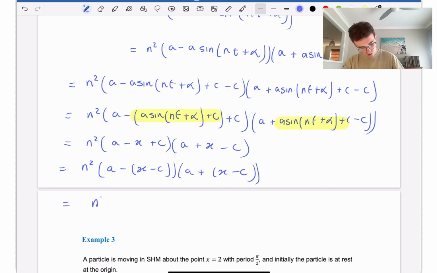So this is n squared. If we expand that, we're going to get a squared, and then minus a(x minus c) plus a(x minus c), and then minus (x minus c) squared, which is what we were trying to prove. So therefore, v squared is equal to n squared outside of a squared minus (x minus c) squared.